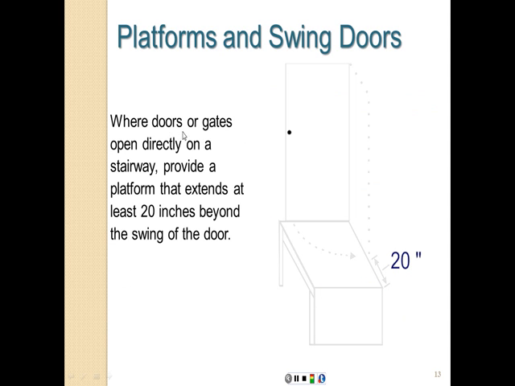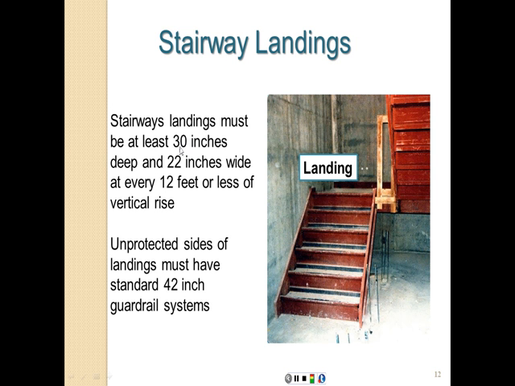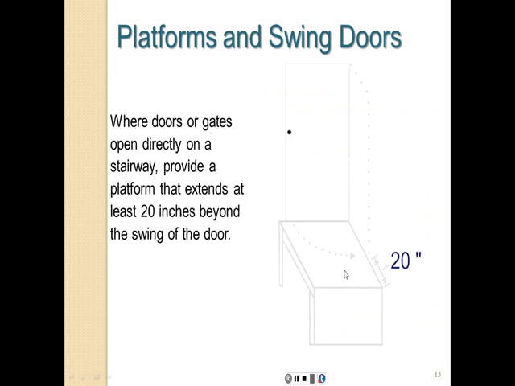Where doors or gates open directly on a stairway, provide a platform that extends at least 20 inches beyond the swing of the door. So this door, when it opens, it's going to swing this way. So the door is going to be up to this point. Therefore, the landing should extend at least 20 inches beyond the edge of the door. Remember these numbers. So here we're talking about 30 inches, 22 inches, 12 feet, 42 inches. There are lots of numbers to remember from this presentation. And here we're talking about the 20 inches as well.